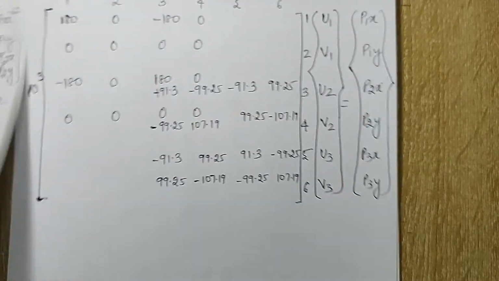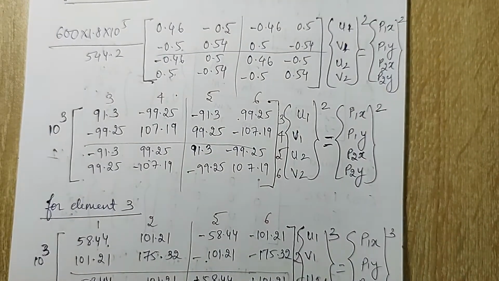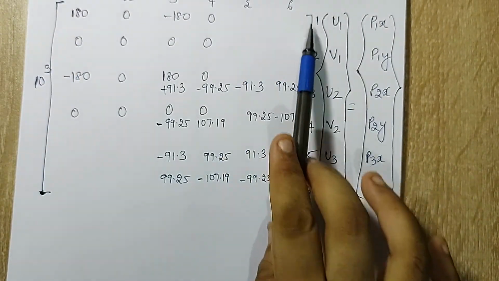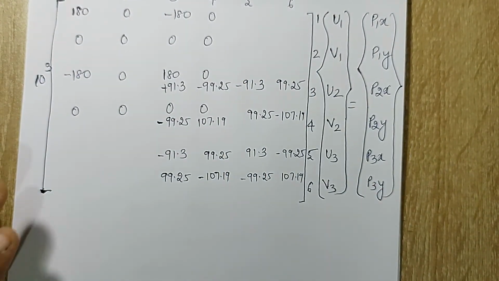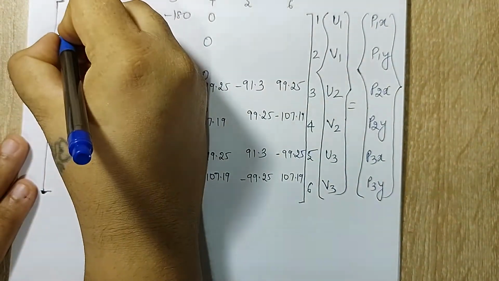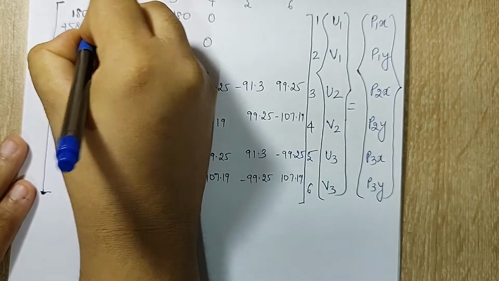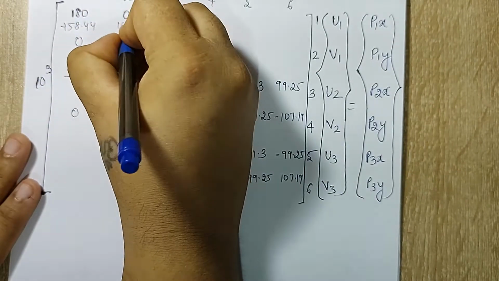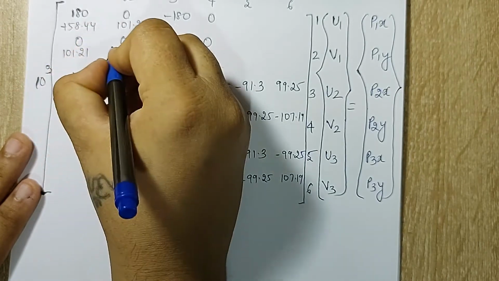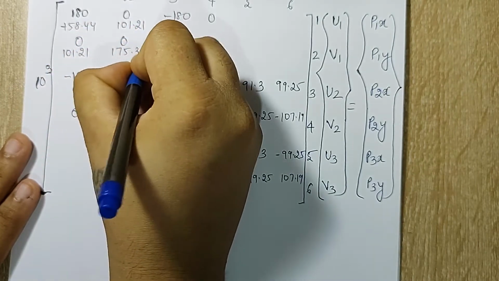Last I'll place element 3 which is between 1, 2, 5, 6. So it is 1, 2, 5, 6, 1, 2, 5, 6. So I'll start with this value 1, 2. It is plus 58.44, 101.21, 101.21 and 175.32.